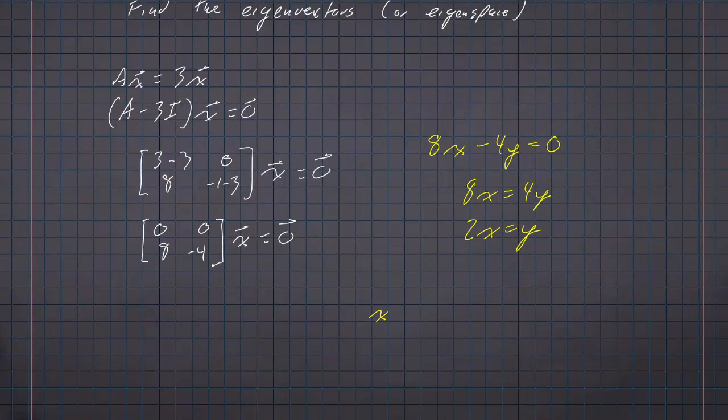So in general, x is going to have components x and 2x, or 1, 2 times scalar x. So any scalar multiple of the vector 1, 2 is an eigenvector for this matrix corresponding to eigenvalue lambda equals 3, and the eigenspace is the span of vector 1, 2.